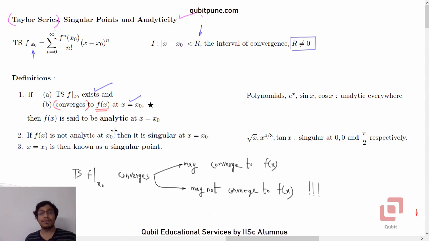So when do we call a function analytic at x equal to x0? Two points. First, the Taylor series should exist, so it is a necessary condition, and second, it has to converge to f of x at x equal to x0. What are the examples of analytic functions? Polynomials, of course, the exponential function e to the power x, and the trigonometric functions sin x and cos x, which are analytic everywhere. In the theory of functions of a single complex variable, a function which is analytic everywhere on the complex plane, like e to the power x, is called an entire function.